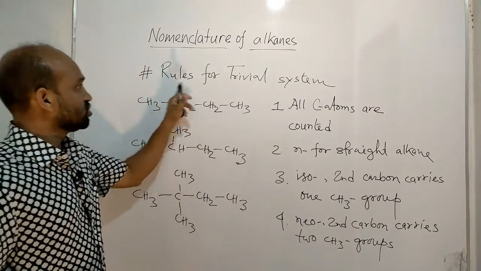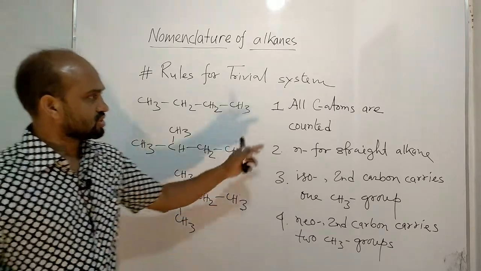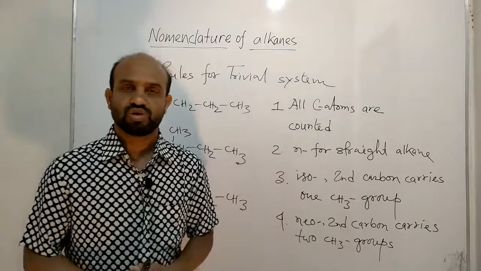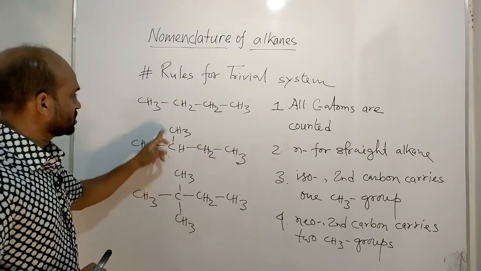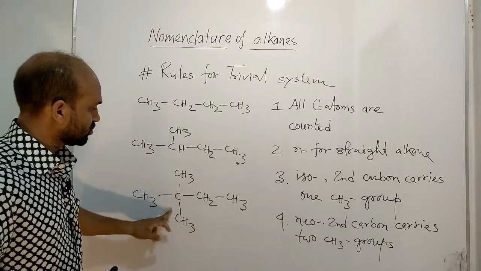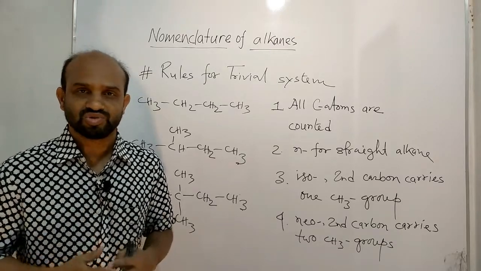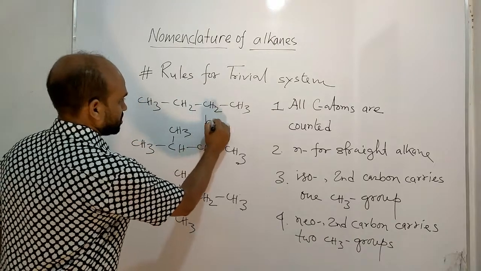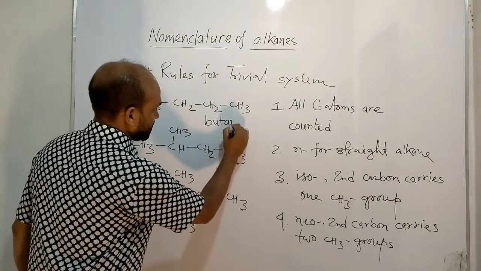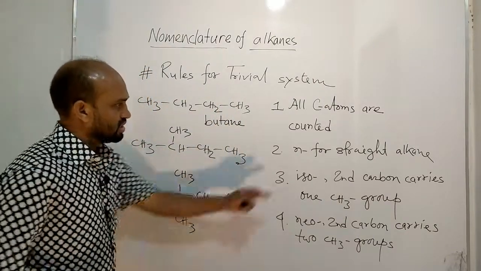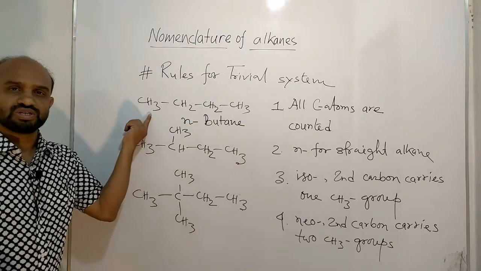Now the point is rules for the trivial system to name the organic compounds. First of all, we will see some rules. The first rule is all the carbon atoms of the compound are counted. Here 1, 2, 3, 4. Here 1, 2, 3, 4, 5. Here 1, 2, 3, 4, 5, 6. So all the carbon atoms are counted to get the word root. So here this is but, and since it is a kind of alkane, what is the suffix here? Ane. So butane, and n for straight alkane. So the compound is n-butane.